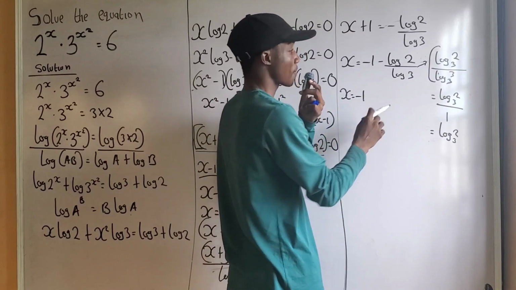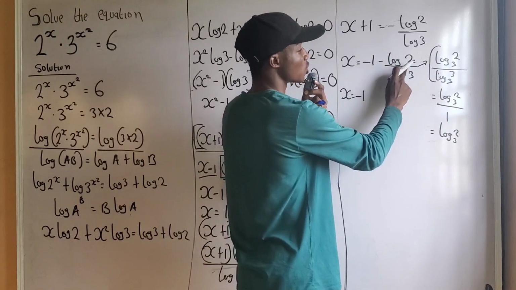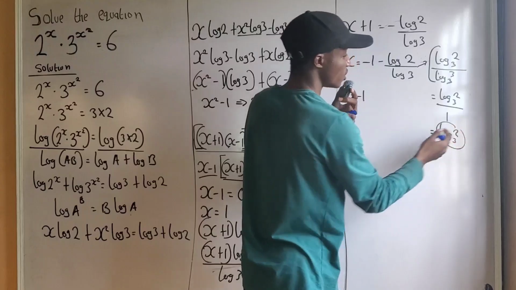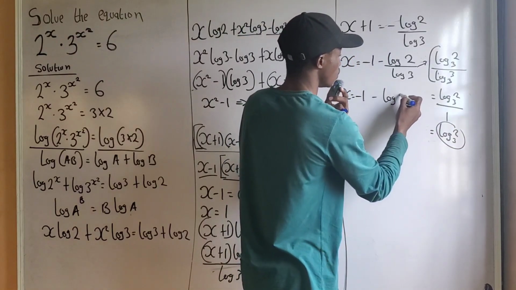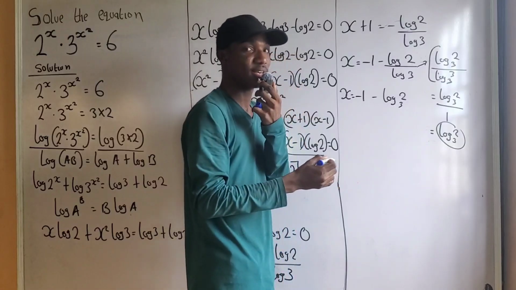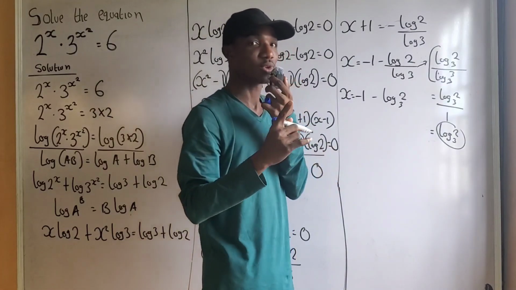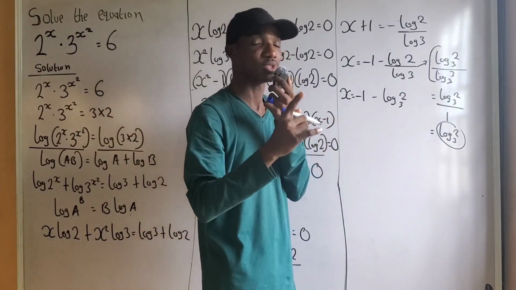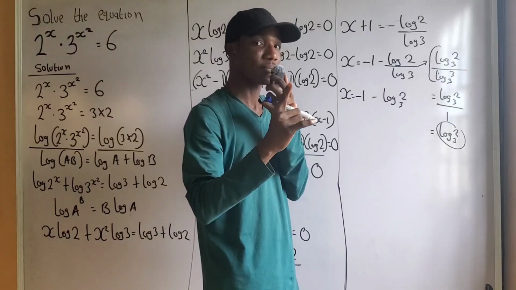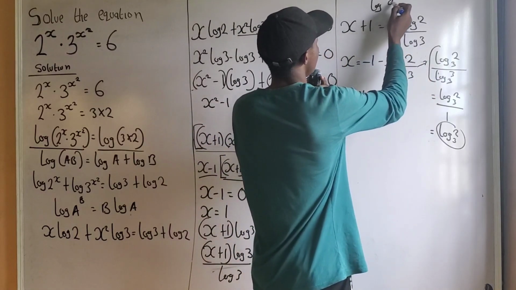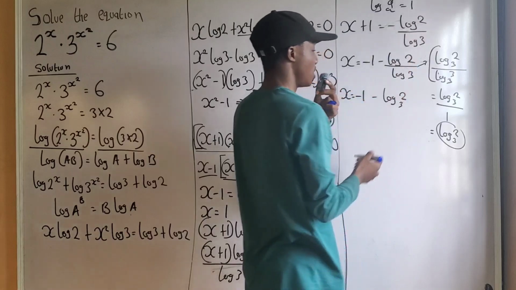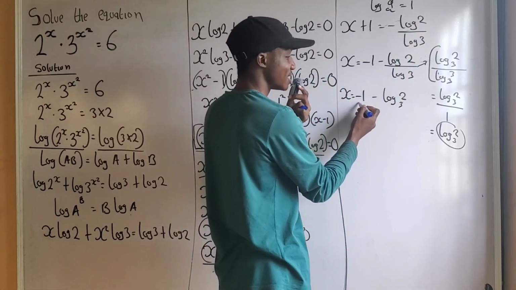Instead of log 2 over log 3, I'm going to write log 2 base 3. So I'm going to have minus 1 minus log 2 base 3. Do you understand? Okay, now there is another law of logarithm that says the logarithm of a number to the same base is 1. That is, if I take log a base a, this will give me 1. Okay? So that means that I can rewrite this negative 1.